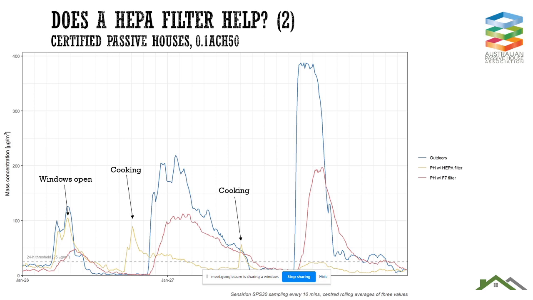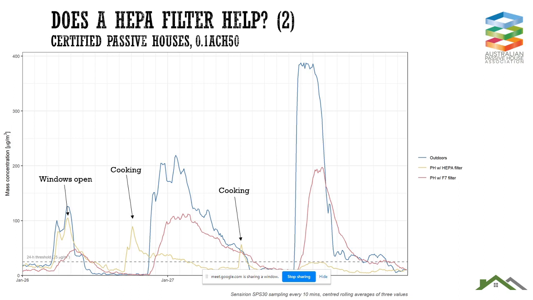This is a great test case because in Harley's case we've got two dwellings that are essentially identical, located next door to one another, both 0.1 ACH, both mechanically ventilated certified passive houses. Fantastic. One of which has got a HEPA filter, one of which has not. And the difference is stark. The blue here represents the outdoor particulate levels. The red is the standard passive house with just the F7 filter, and then the yellow is with the HEPA filter in line as well. And we can see that the HEPA is doing pretty much what it says on the tin and bringing the particulate levels back down to within the healthy range.